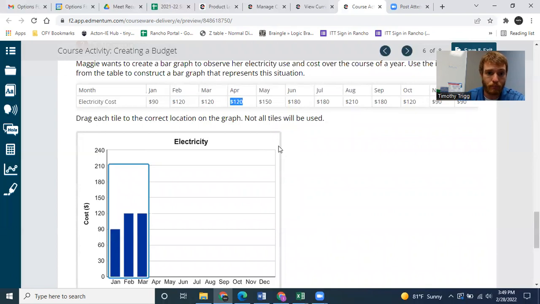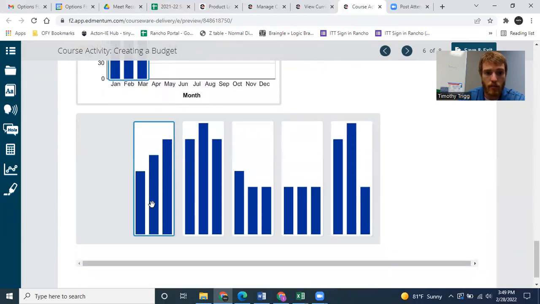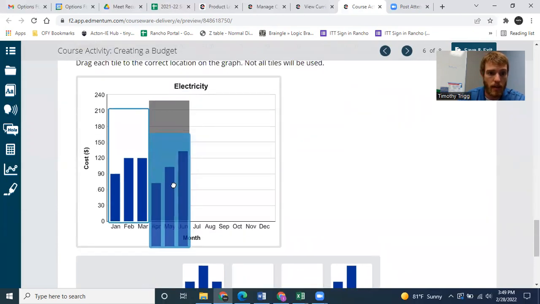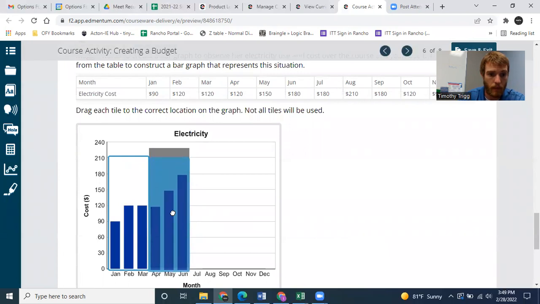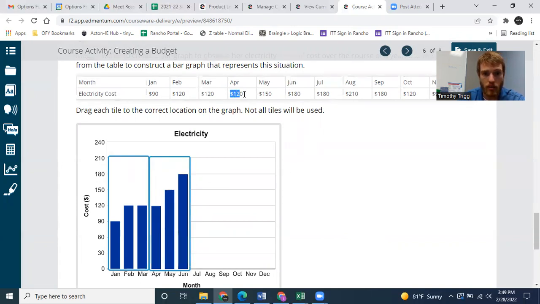Now notice April is also 120. May and June go up from there. So the next month should be, I think this one, right? Let's see. Yeah, this looks right. April also 120, May 150, June goes up to 180. And you can see those 3 numbers match, okay?